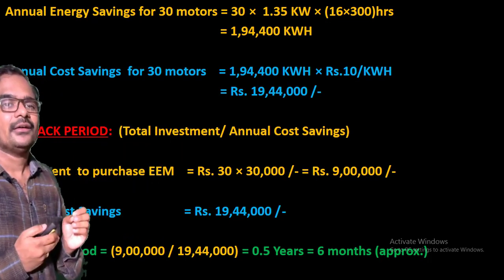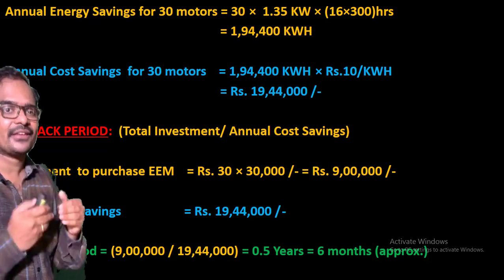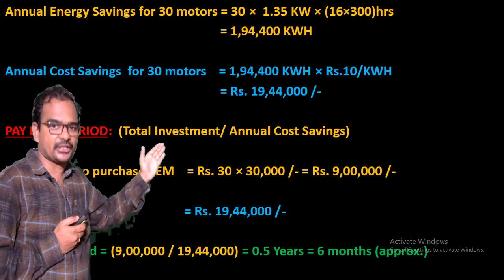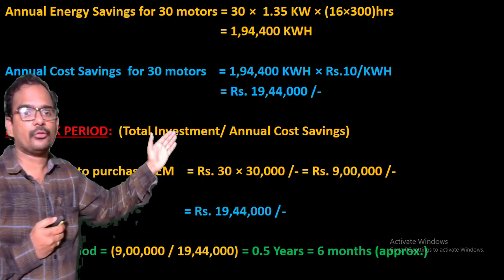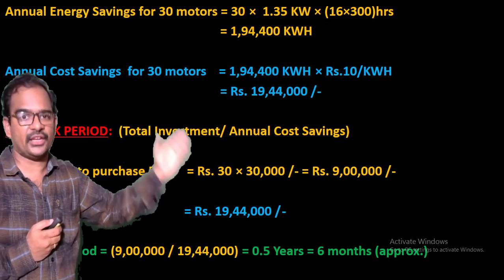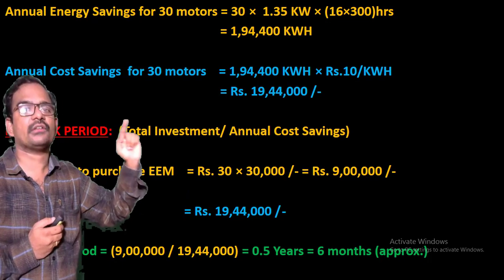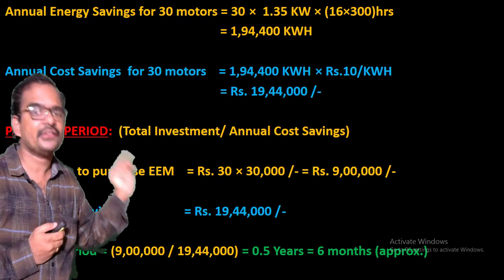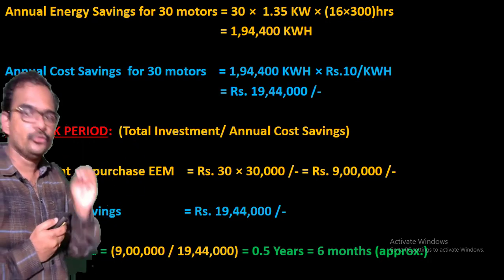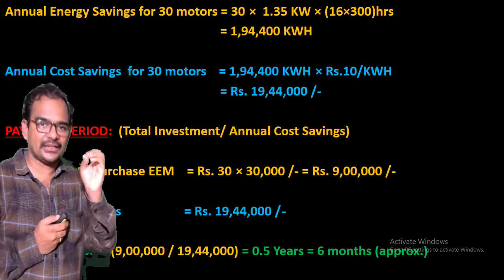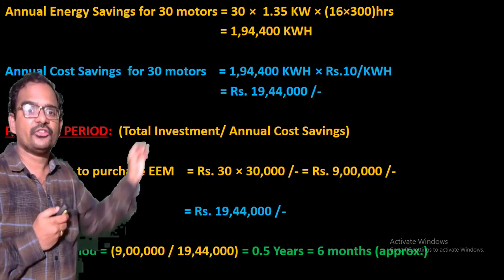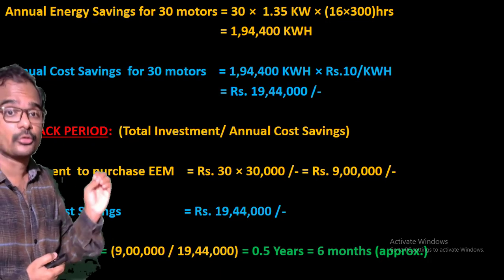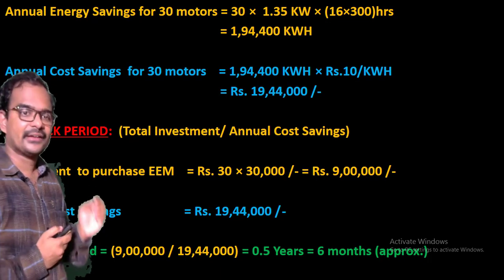Now what is the annual cost savings associated with this energy saving? The annual cost savings for 30 motors: 1,94,400 kilowatt hours are saved, and for each and every kilowatt hour I am paying 10 rupees. So 19,44,000 rupees I have saved because of using energy efficient motors in the industry. I am saving how much amount? 19,44,000 rupees.